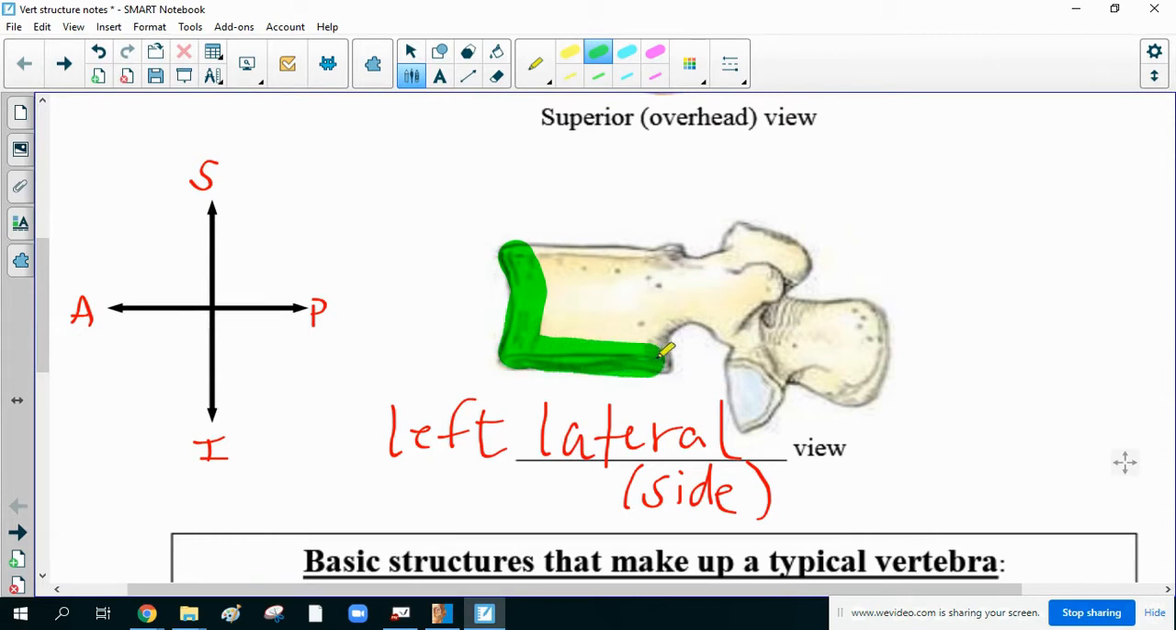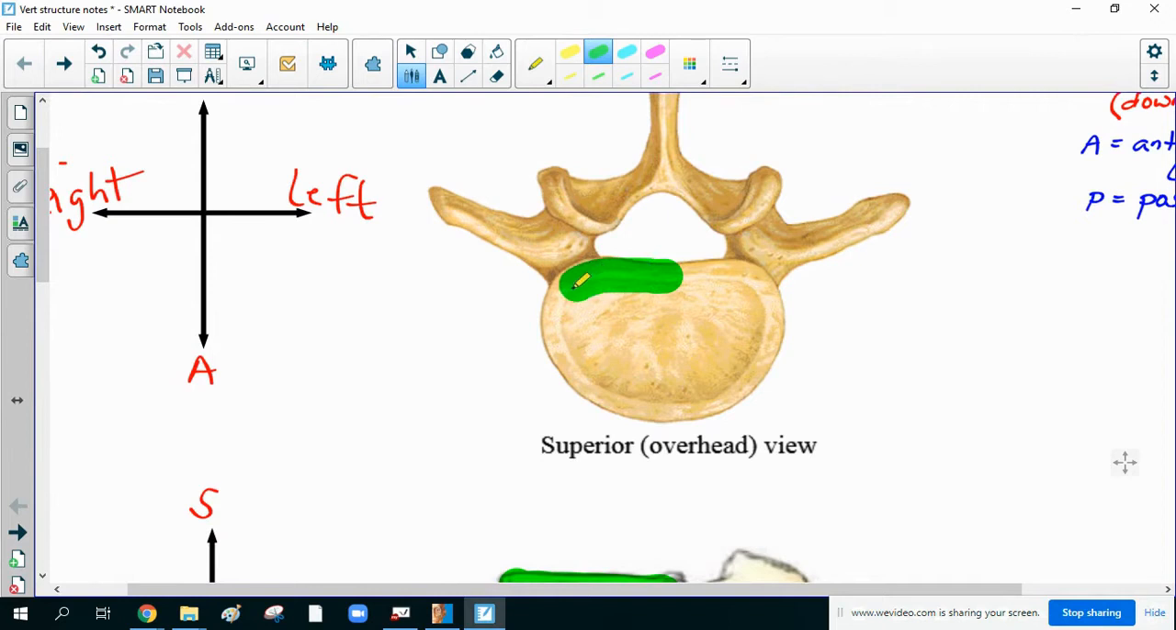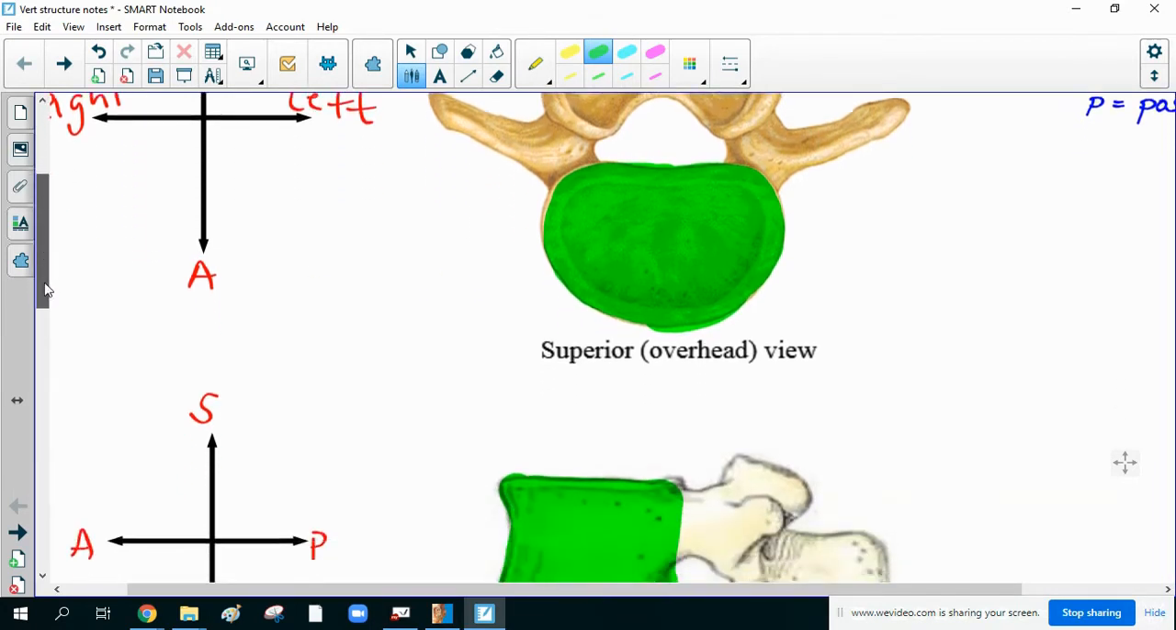It looks sort of cube-shaped from this view, but when we go to the superior view, you see it's actually kind of more oval-shaped. And when we get into the sections of the vertebral column, we'll notice the vertebral body actually changes size. The larger it is, the further down the column you are. Okay, so this part right here is the vertebral body.